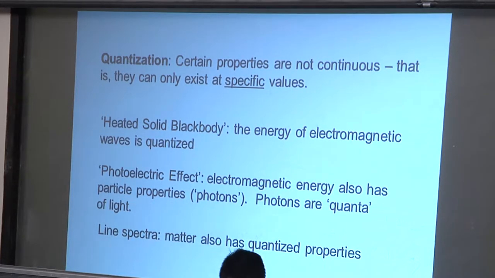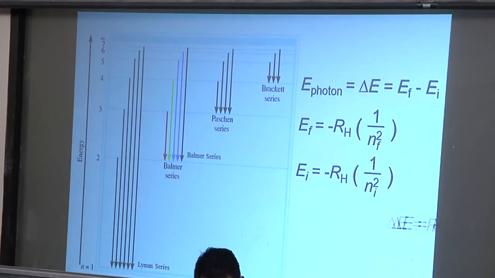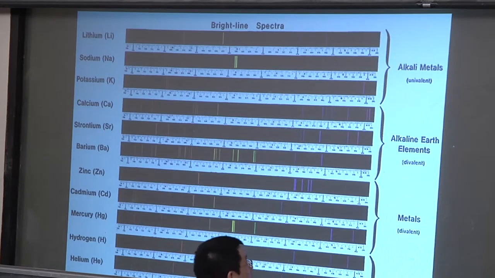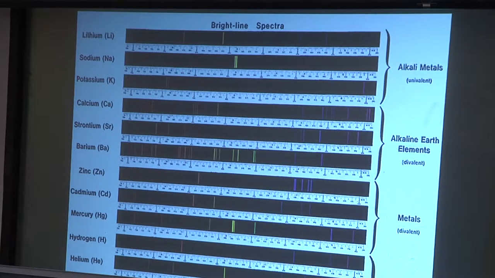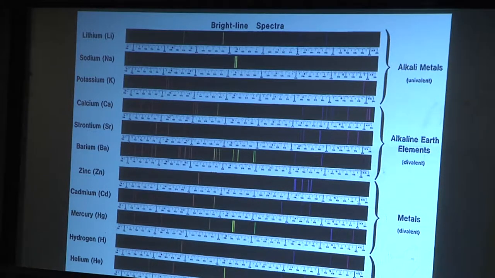These bright line spectra. Right, has anyone done that lab yet? Yeah, good. So you know exactly what we're talking about. And so you see the spectra that look like this. And that tells you that the energy of electrons is going to be quantized, right? Because you have specific lines, not just a whole spectrum.